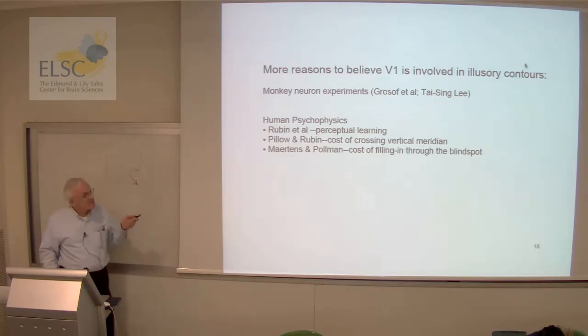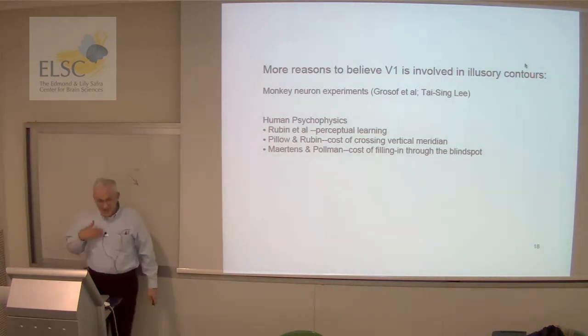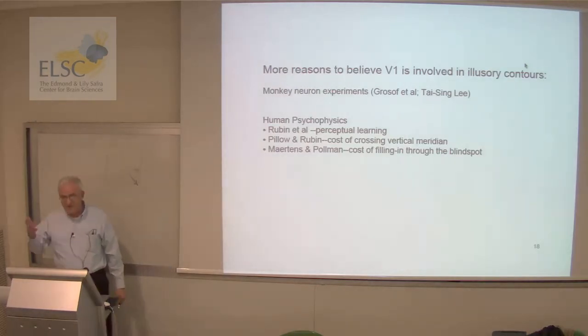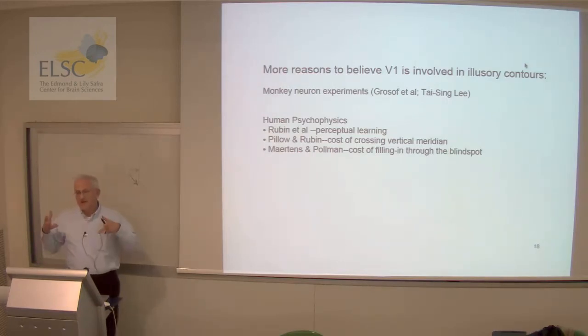So there's lots of reasons to believe that V1 is involved in the illusory contours. But because of the constraints of long-distance communication and large scale, there's also this idea that you couldn't do it just with V1 alone, because that doesn't have the information about the large scale. You need the feedback. So the two constraints are actually very powerful constraints on how you can imagine this thing being implemented.